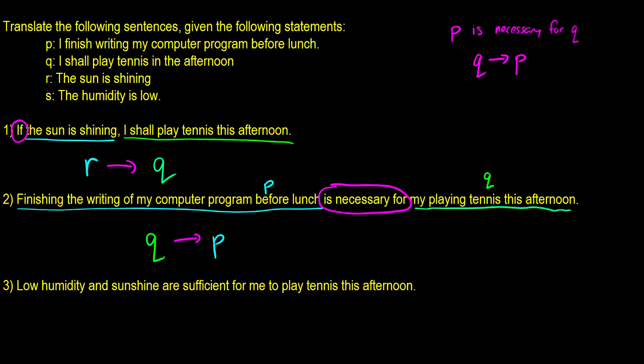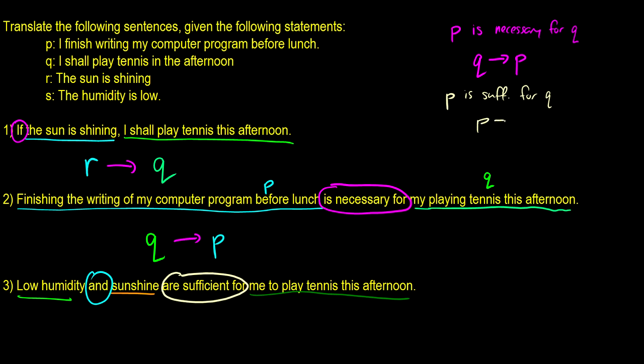In the third sentence, we have low humidity and sunshine are sufficient for me to play tennis this afternoon. So we have low humidity, we have sunshine, and we have me to play tennis this afternoon. Then we also have some connectives here. We have this and then we have our sufficient for. So sufficiency is the opposite way. So if we have P is sufficient for Q, that is saying the same thing as P arrow Q. So we can keep the order here.